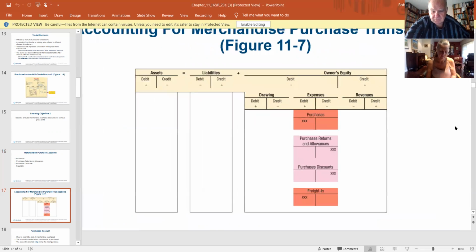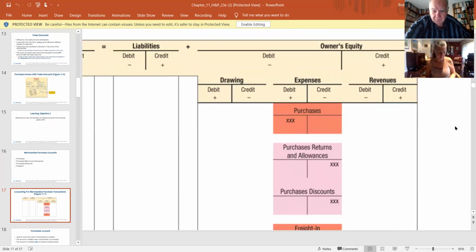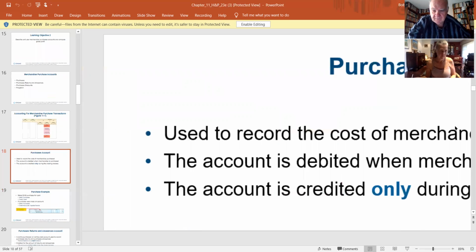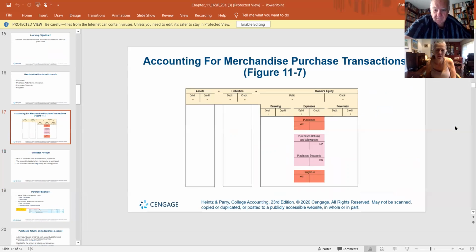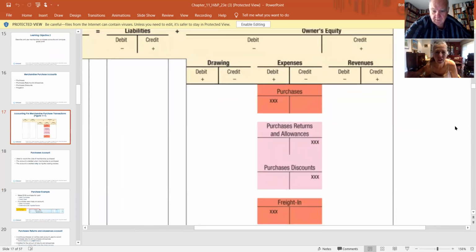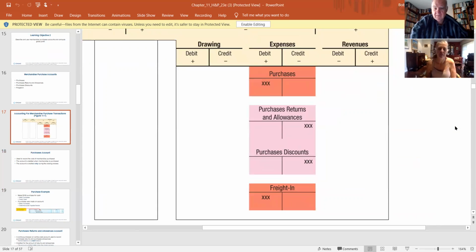And here they're just introducing you to get a look at your new accounts here, okay? Where does the freight go? Got it. Yeah, so you have purchases, then you have the reduction in purchases, and then the freight would be in addition to the purchases.